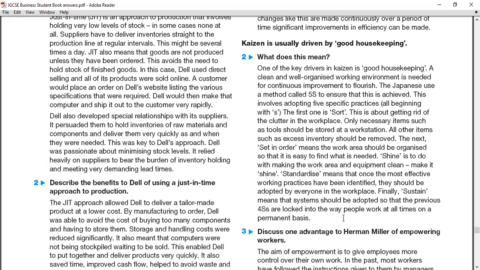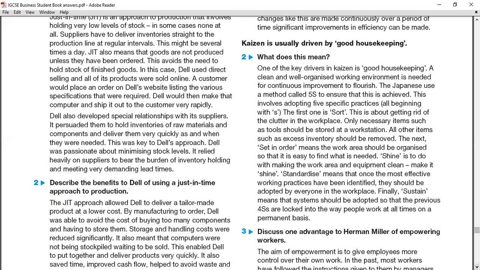So these 5S are the key of the good housekeeping concept. Especially very important, always, not only in organizations, even in your personal life also. You can use these good housekeeping principles. Right. Okay. Let's go to the next question.